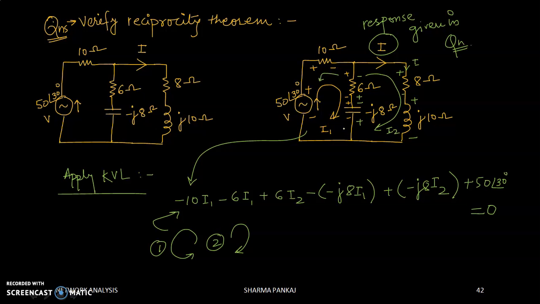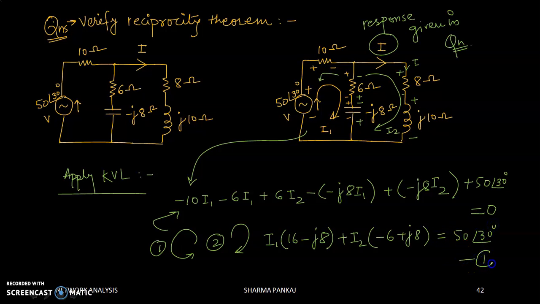Now simplifying these equations, it is I1 times (16 minus j8) plus I2 times (minus 6 plus j8) is equal to 50 angle 30 degree, which is your equation number 1.